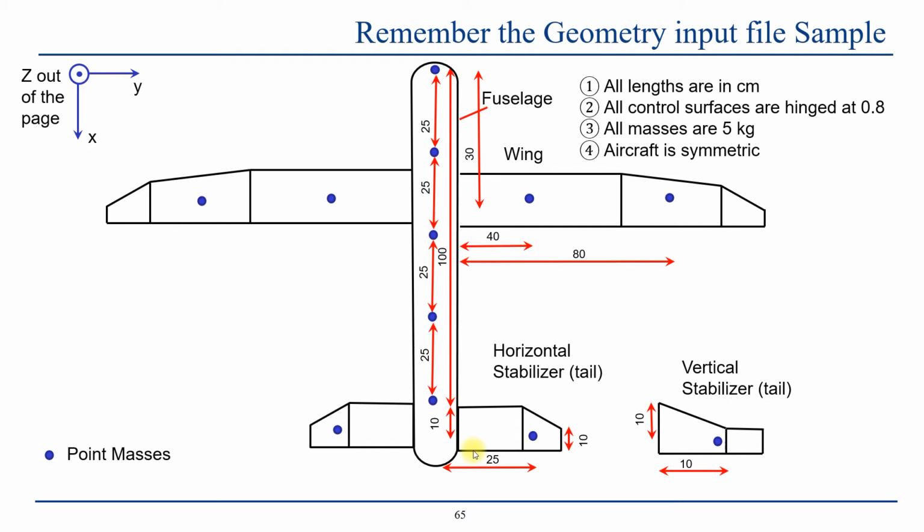And remember that the x, y, and z, or the coordinate system, remain the same for the mass file as they were for the geometry file. So that makes it consistent as you're designing your aircraft and then defining the mass distribution for the same aircraft or body.